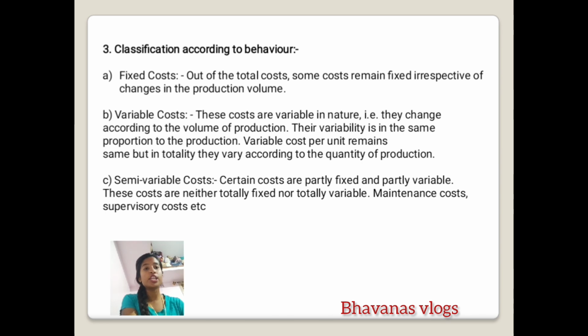Semi-variable cost: certain costs are partly fixed and partly variable. In the total production, some production is fixed, some production is variable.